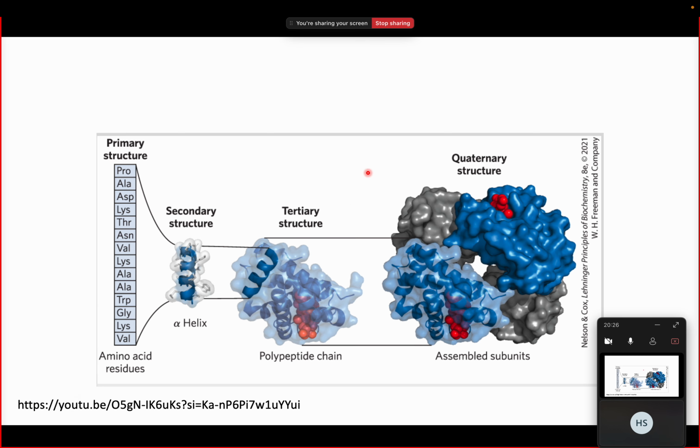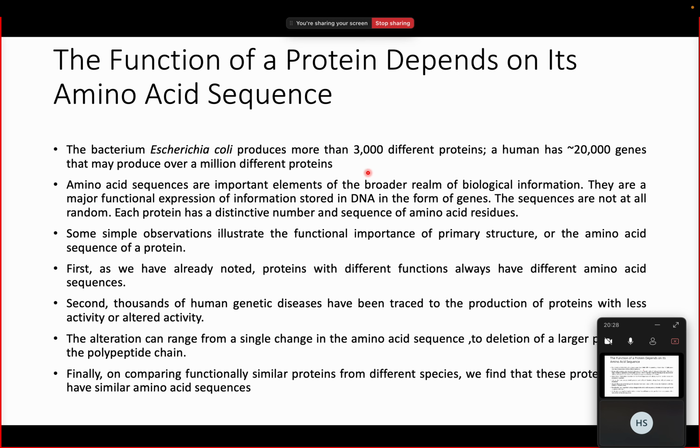So as I mentioned, a primary structure is just the representation of how the amino acids are connected via the peptide bonds and sequentially how they are connected. The primary structure is the one which actually dictates the upcoming structures, the secondary structure, the tertiary structure and all. That is why it is important to know the sequence of a protein.